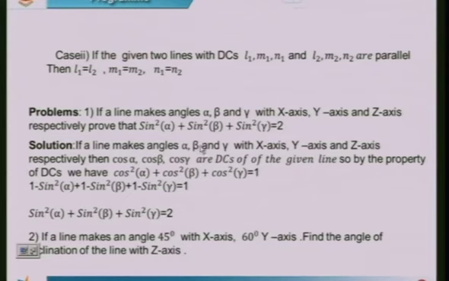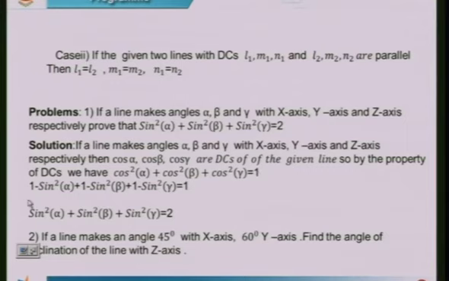If a line makes angles alpha, beta, gamma with the coordinate axes, then cos alpha, cos beta, cos gamma are direction cosines of that line. They are nothing but L, M, N. Then see, we have proved just now L square plus m square plus n square equal to 1. Here, L square means cos squared alpha, m squared cos squared beta, n square cos squared gamma. With that different notation, we will be getting 1.